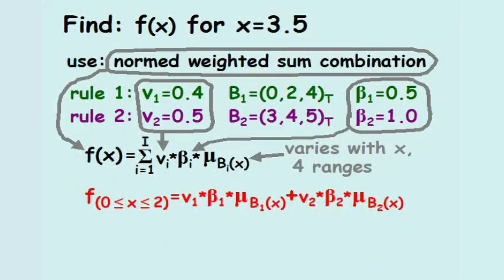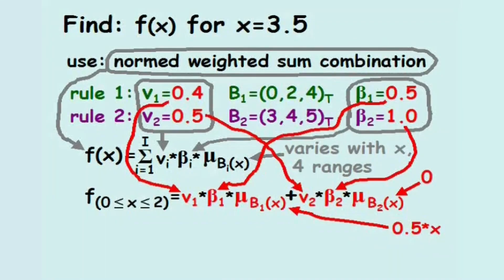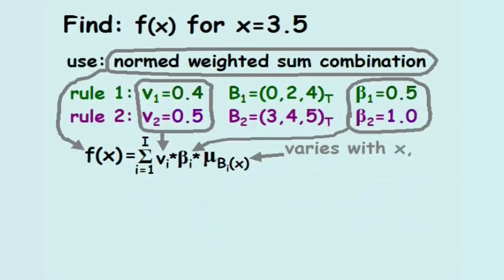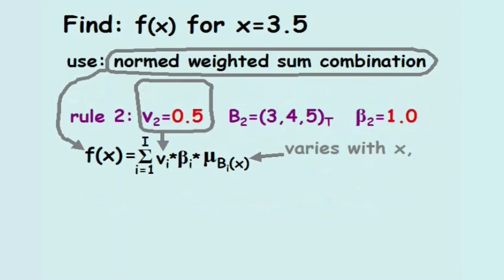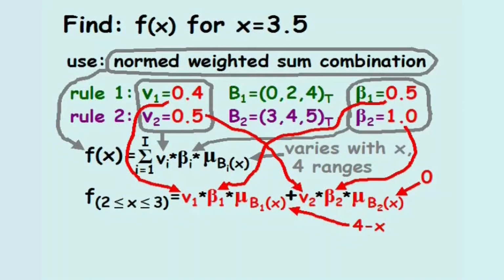Evaluating the first range, where x is at least 0 and at most 2, the degrees of fulfillment and influence factors are plugged into the equation, and f of x for this range equals 0.1 times x. This calculation is repeated for the second range, where x is at least 2 and at most 3. The values are again plugged into the equation, and f of x for this range equals 0.4 minus 0.1 times x.